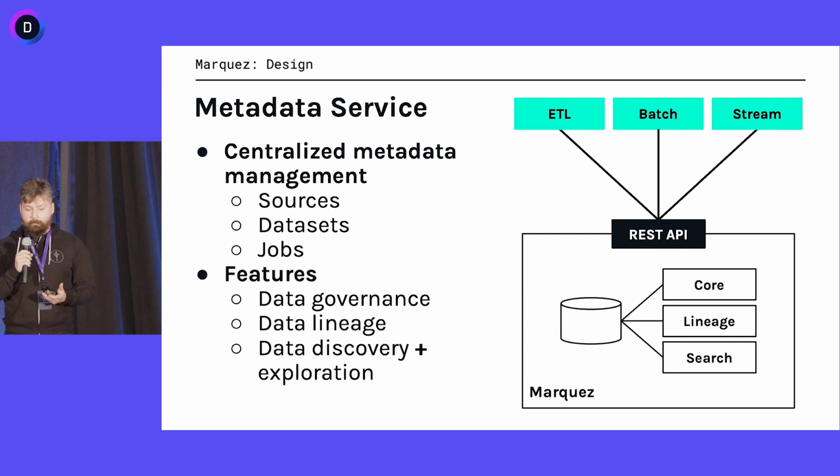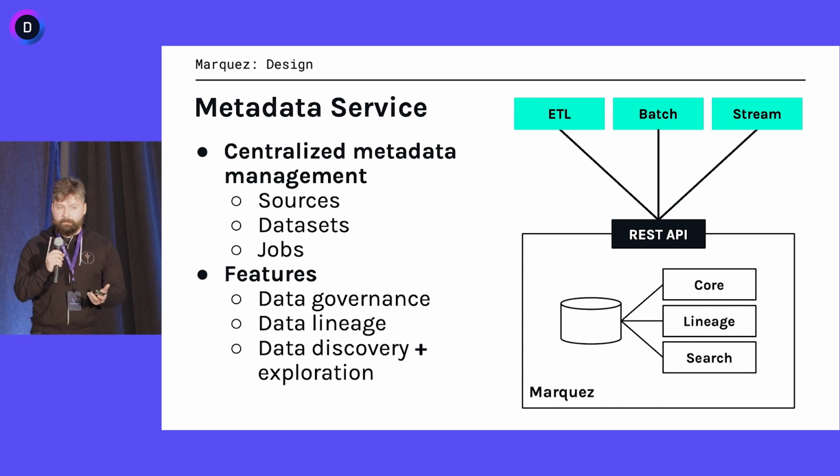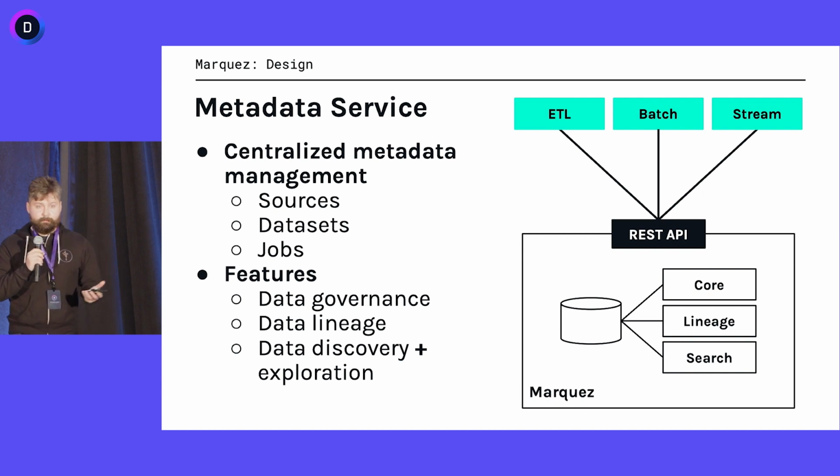This is a pretty key thing to Marquez. The model on the back end will keep dependencies between the jobs and the datasets that they produce and consume, as well as link those to runs. And data discovery and exploration. Marquez does have a search API that you can use through the UI or just hit the REST API directly, which allows you to search datasets and jobs. Right now it's fairly simple, but we are looking to expand that to do more interesting things.